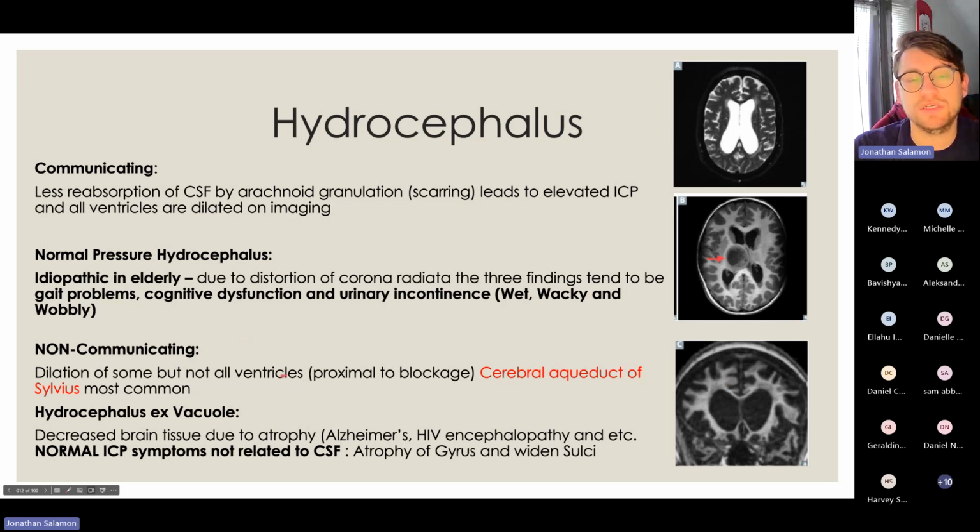Non-communicating, this is super obvious. It's just an obstruction. Usually it'll be like a pinealoma or something like that. But yeah, like I said, it's either the cerebral aqueduct or the foramen of Monro that's blocked here. It's usually the cerebral aqueduct. And then hydrocephalus ex vacuo, right? There's just fluid filling the space where the brain shrunk away.